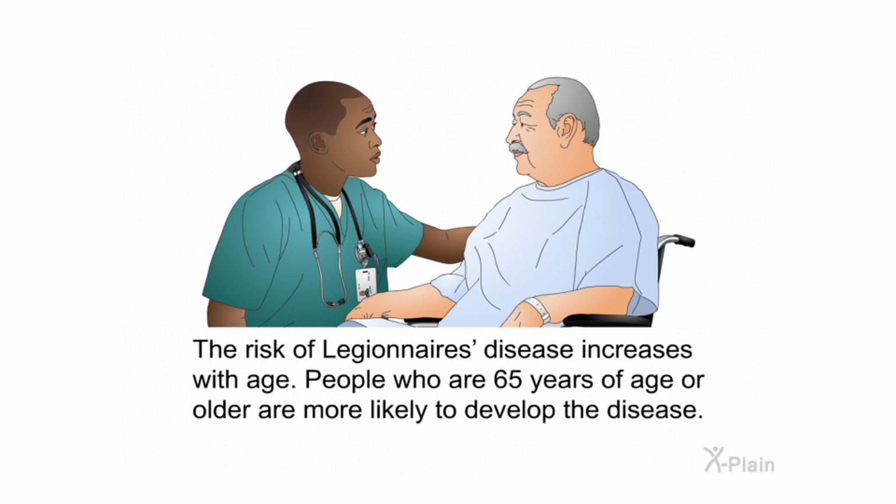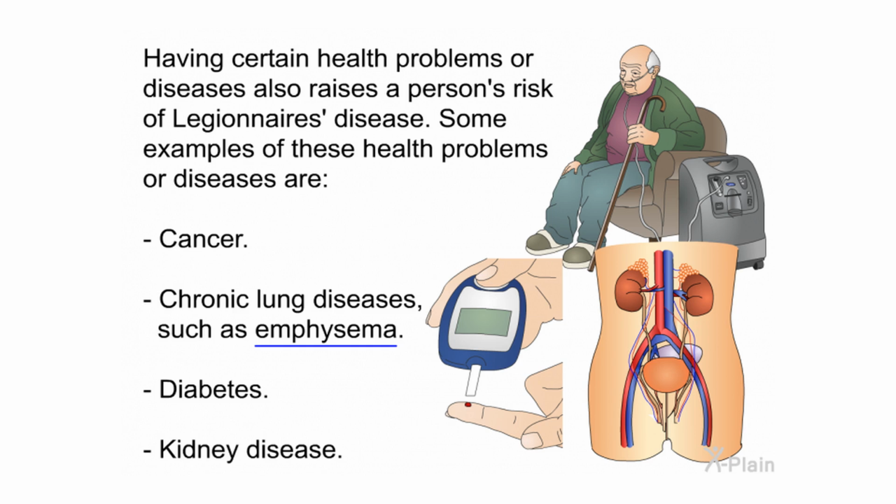The risk of Legionnaires' disease increases with age. People who are 65 years of age or older are more likely to develop the disease. Having certain health problems or diseases also raises a person's risk of Legionnaires' disease. Some examples of these health problems or diseases are cancer, chronic lung diseases such as emphysema, diabetes, and kidney disease.